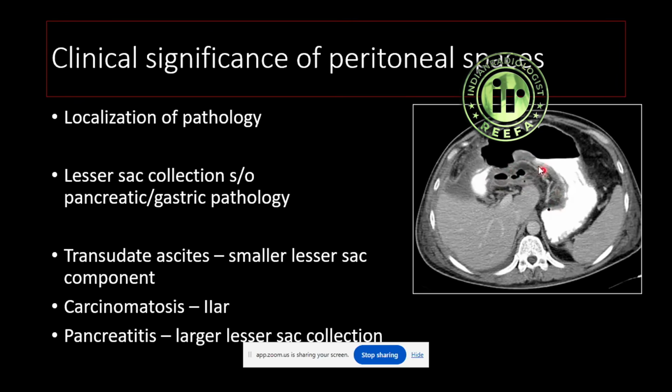That is the left gastric artery, which is a marker of the lesser omentum or the gastrohepatic ligament there. Then the other thing is when you see ascites, typically in a transudative ascites, you have a smaller lesser sac component while most of the fluid is in the greater sac. In peritoneal carcinomatosis, you have a similar involvement of both the greater and the lesser sac, while in pancreatitis, you would see a larger lesser sac collection.